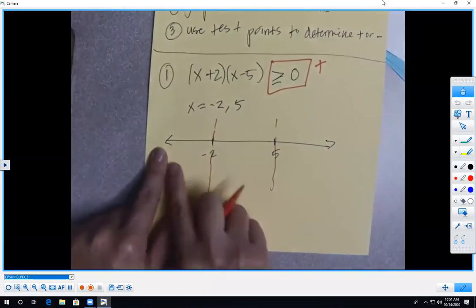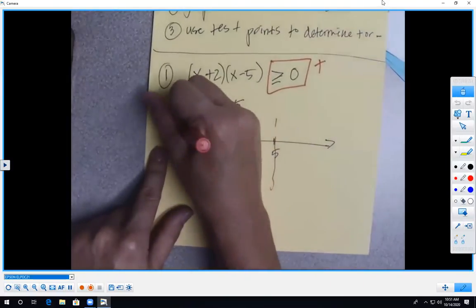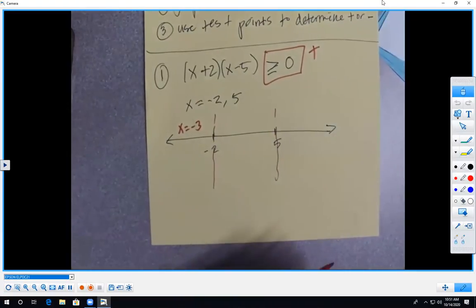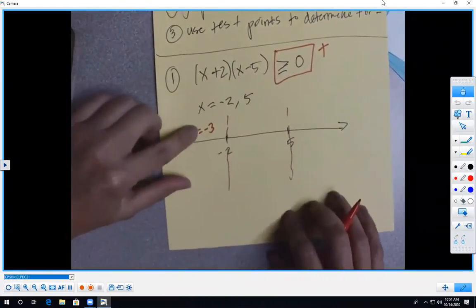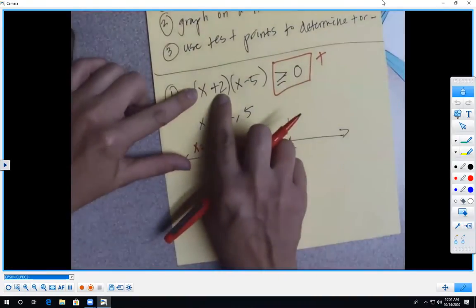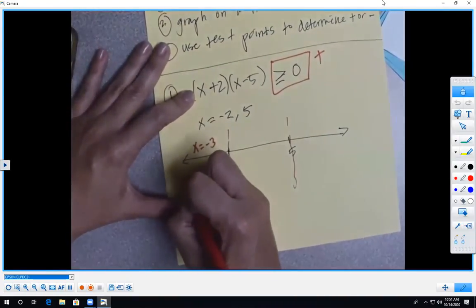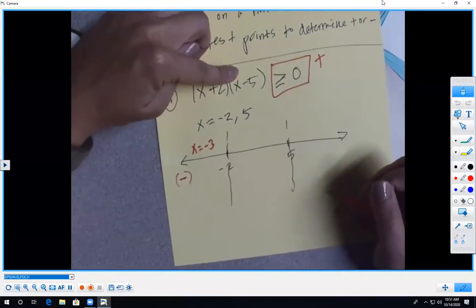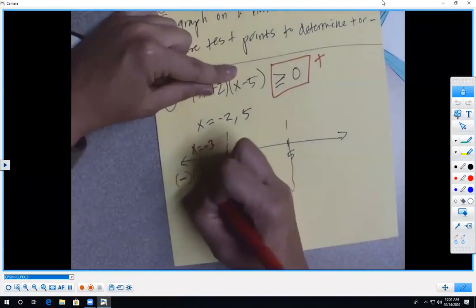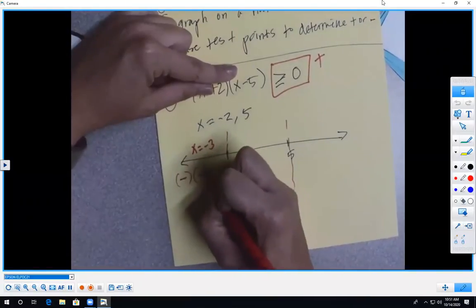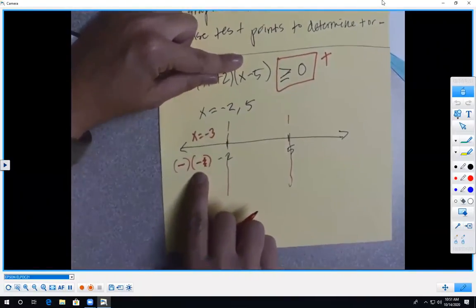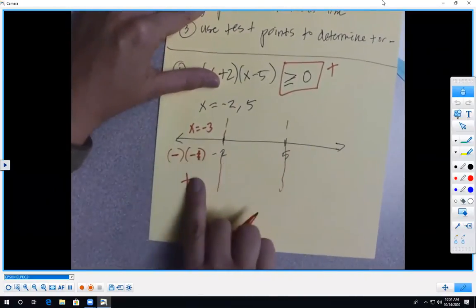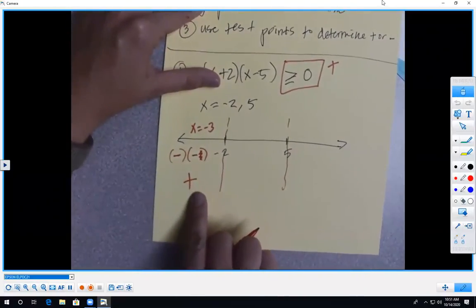So I pick a number less than -2. I'm gonna pick -3. I don't actually care what that number is. I just wanna know, is it positive or negative? So when I plug in -3, -3 plus 2 is a negative number. It's -1, right? -3 minus 5 is a negative number. It's -8. What is a negative number times a negative number? A positive number. So on this side of my x-intercept, my graph is positive.